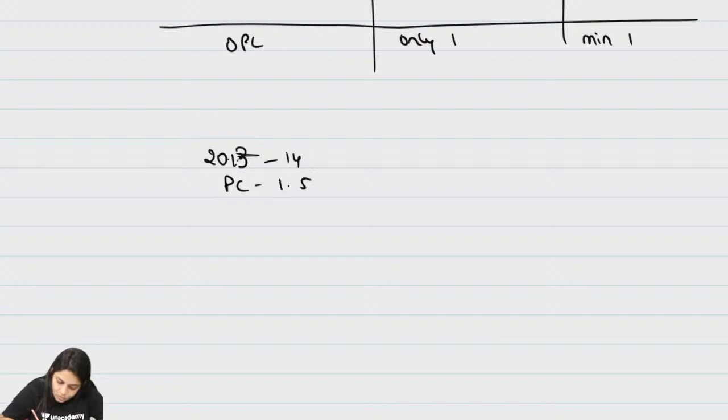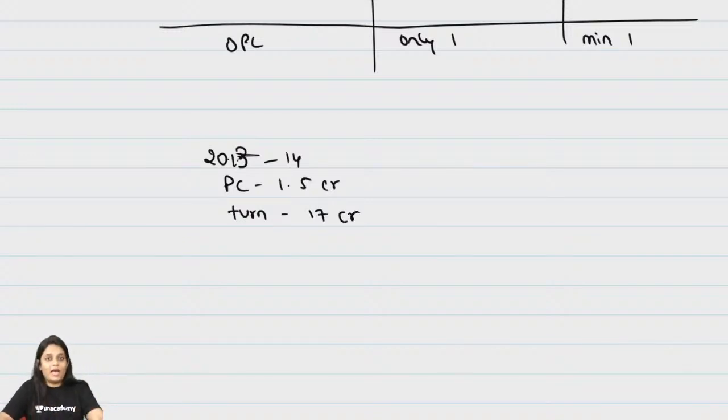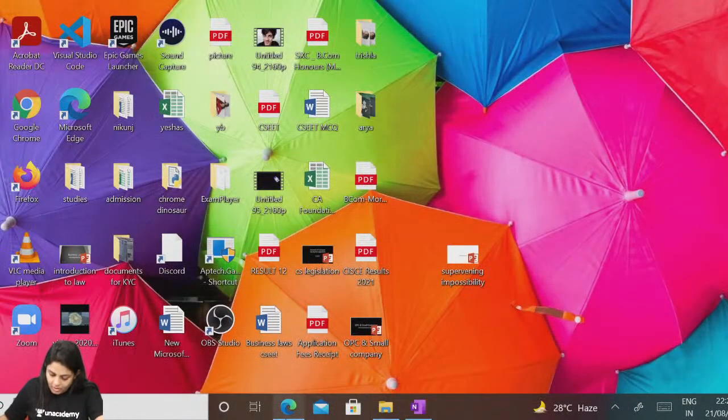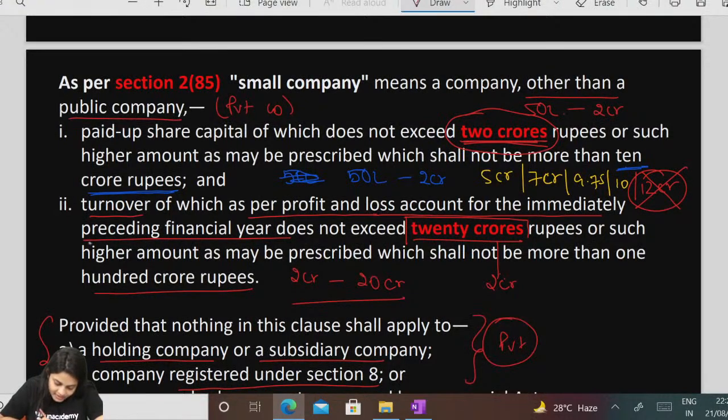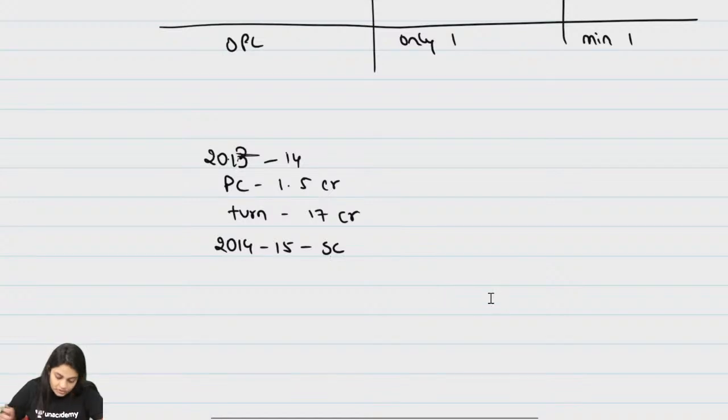My paid up capital is 1.5 crores, and my turnover is 17 crores. Am I a small company? Yes, I am a small company. In which year? 2014-15 I am a small company. Why 14-15? Because when I say turnover, it is as per the preceding financial year. So last financial year will give me status for this year, correct? So am I a small company in 2014-15? Yes.